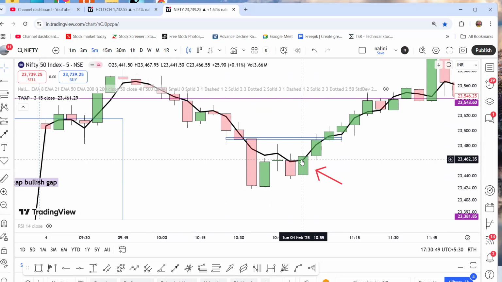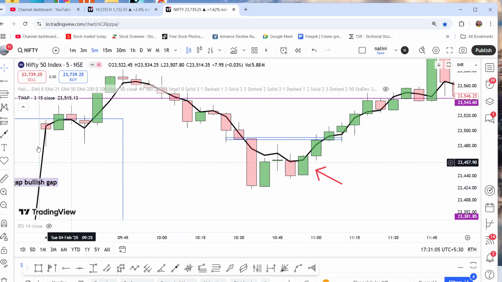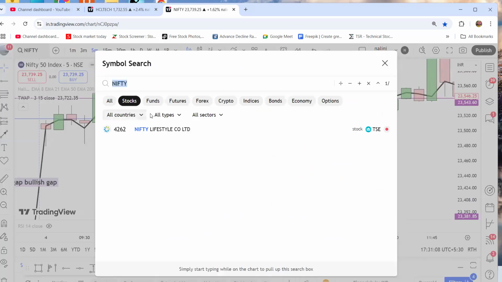So you got the entry, you got the setup. When you get the setup, simultaneously, the same thing will be repeated on your option chart. On the corresponding option chart, suppose you could have gone for the 23,400 call option.